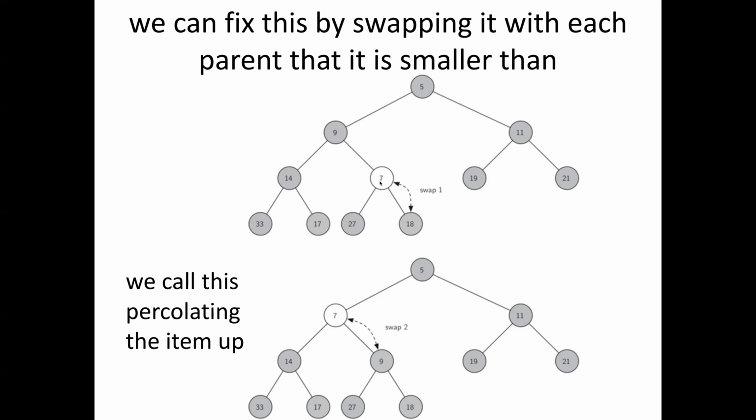You just compare with the parent. How to get the parent index? Remember, its index divided by 2, integer division. So you can compare them and swap them if it's less. Otherwise, you're already in the right position and you return.